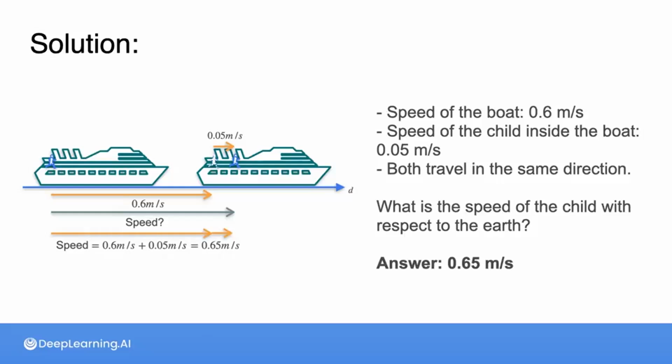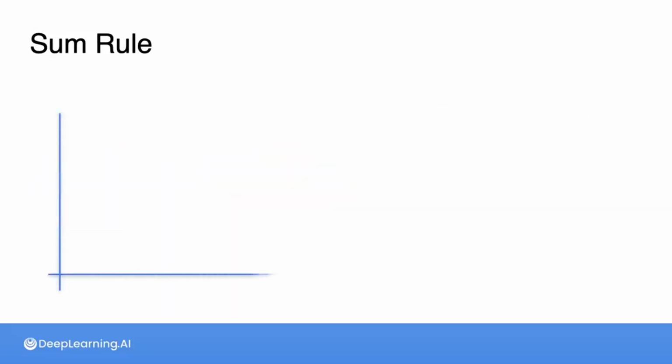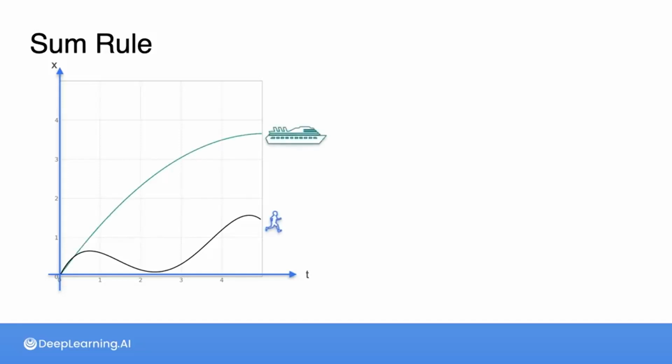And that's pretty much the sum rule. It says if distances can be added, then velocities can also be added. Means that if functions can be added, then their derivatives can be added. So let's look at it with a plot. Here is a plot of time in the horizontal axis and distance in the vertical axis. And this is how the child moves inside the boat. This is how the boat moves. And this is the sum of the two, which is how the child moves with respect to the earth.